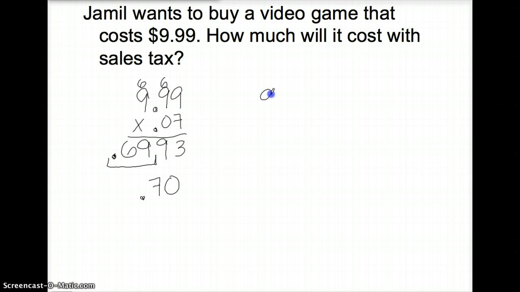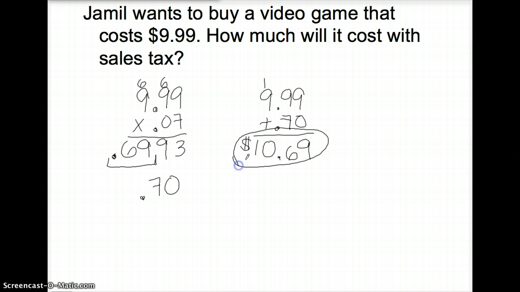So the question is asking how much will it cost with sales tax? So now we need to add the sales tax back to the original price of the game. And we know that for adding we need to line up the decimal. 9 plus 0 is 9. 9 plus 7 is 16. Carry our 1, 9 and 1, that's 10. So it will cost Jamil $10.69 with sales tax. Please make sure you pause this video and take notes.